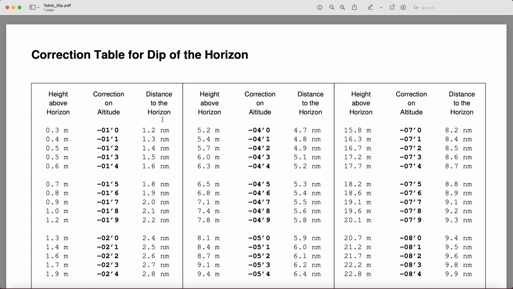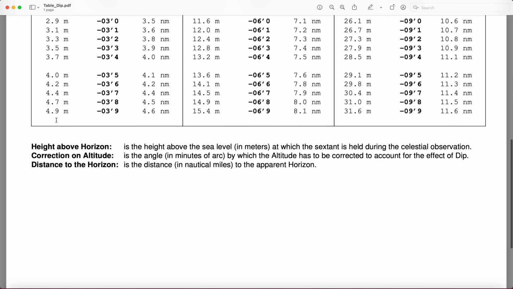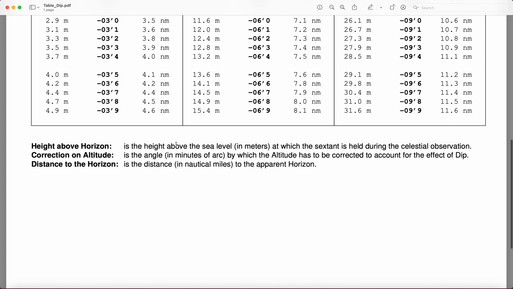Now this is a trigonometric function, which means this is a triangle. This is how they've calculated the distance to the horizon. It's a triangle, and it's based off the height of the eye above the water. So I just want to come down here. Height above horizon is the height above the sea level in meters at which the sextant is held during the celestial observation. So they're talking about the eye level height above the horizon being equal in elevation to the water underneath the boat. Correction on altitude is the angle in minutes of arc by which the altitude has to be corrected to account for the effect of dip. Distance to the horizon is the distance in nautical miles to the apparent horizon.